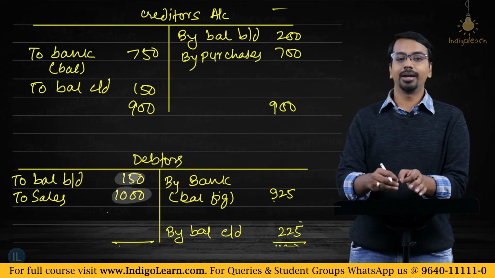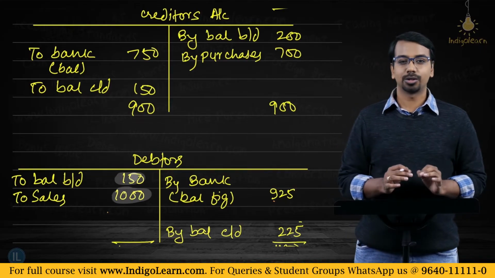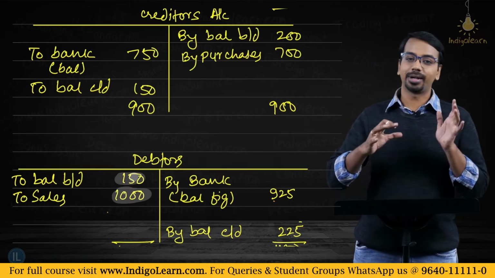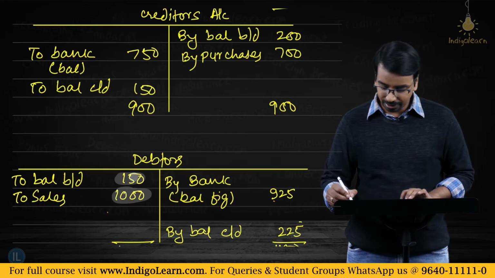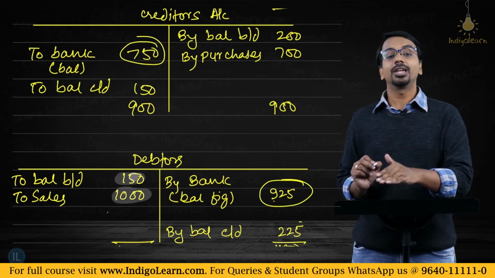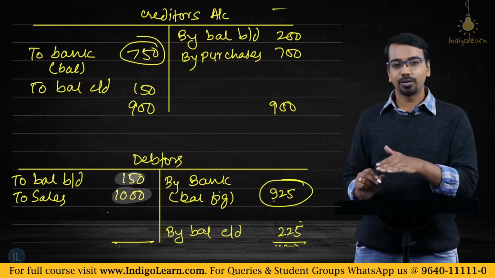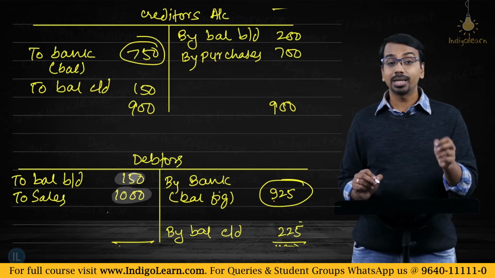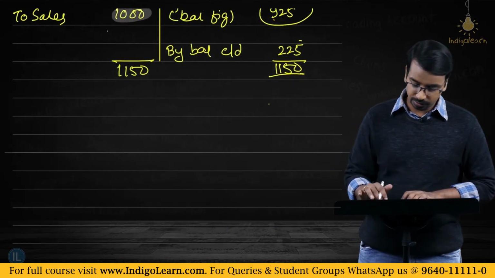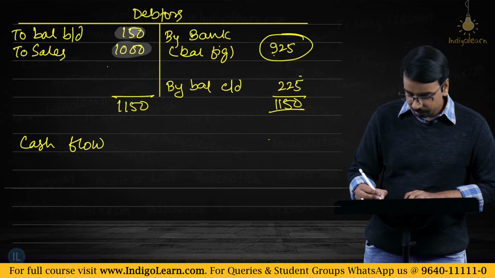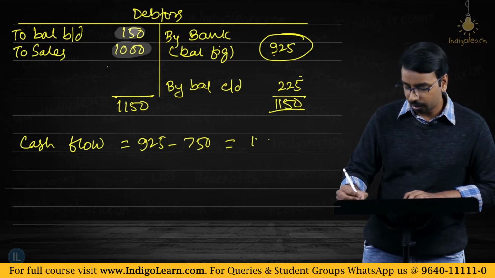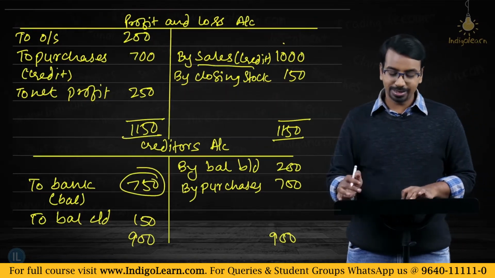Now, look at the creditors account and debtors account. If I have to ask you, what is the net cash flow from the operating activities? You would say, sir, we collected 925 from the customers, we paid 750 to the suppliers, 925 minus 750, which comes to 175, that should be the cash flow. So cash flow is equal to 925 minus 750, which is equal to 175.